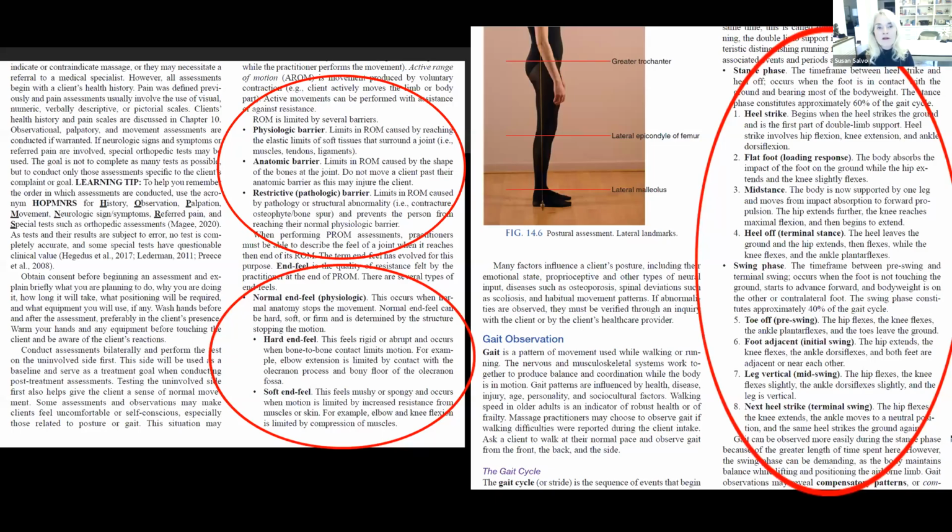This talks about the bulleted lists, I meant. So you can see here's one from chapter 14, which is the clinical massage chapter. It talks about the different barriers to range of motion. So I have the physiological barrier, the anatomic barrier, and the restrictive, also called the pathologic barrier. You can also see the learning tip on this side to help you remember the order of assessments conducted, the acronym. Anyway, you can see that there.